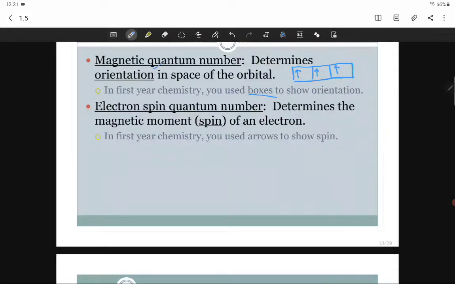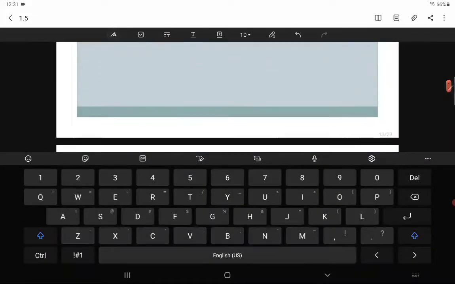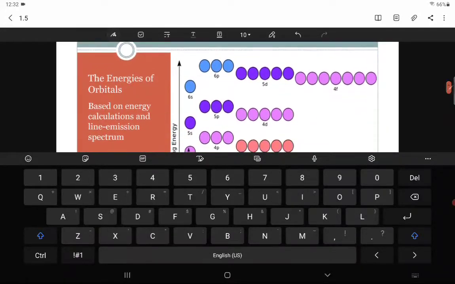So the orientation is an arrow in one of these boxes, and then depending on which way the arrow is pointing would be the electron spin. Okay, and we're going to use some of these ideas, and you've used some of these ideas already in your first year chem class.